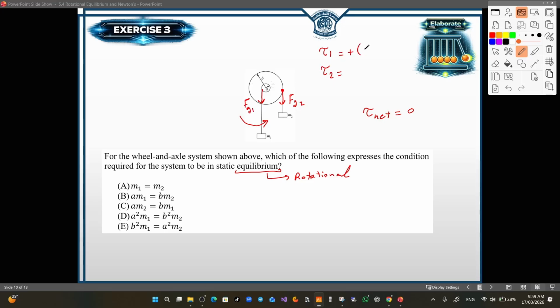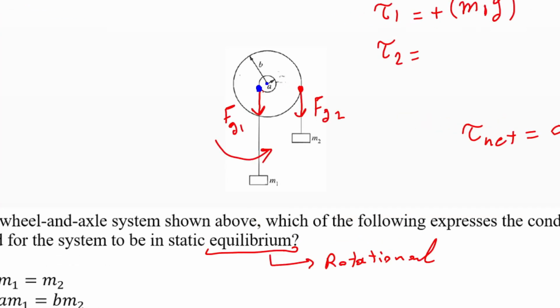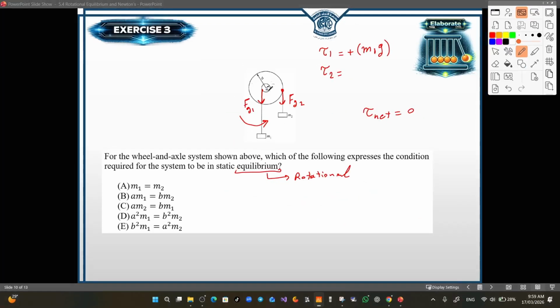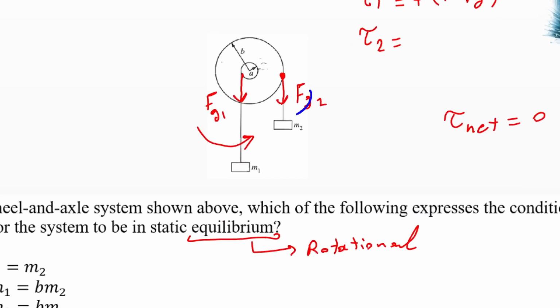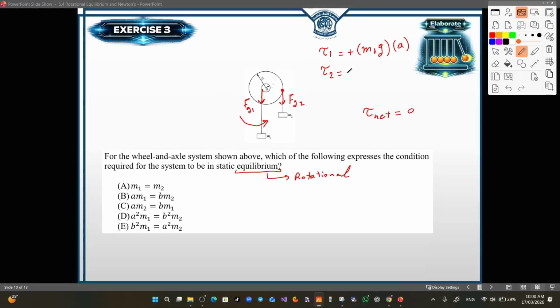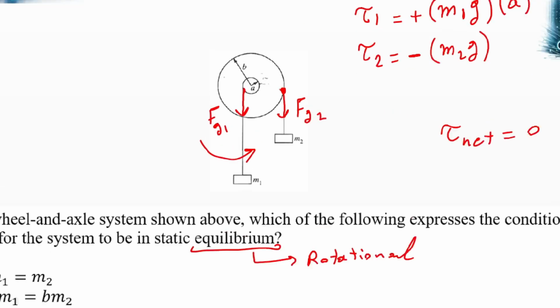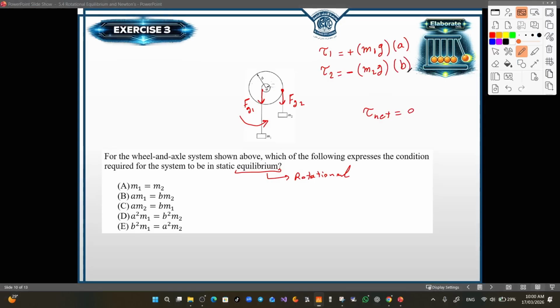The Fg is actually the mass times the gravity, and the mass here is m1 times the gravity, multiplied by the distance between the point of application of this force and the pivot, and the distance is associated with the inner radius of the wheel, and it's going to be A. Now for tau 2, the direction of rotation because of this force will be clockwise, so we assign the minus sign here. The force of gravity can be calculated by the product of m2 times g, and the distance is associated with the outer radius B.